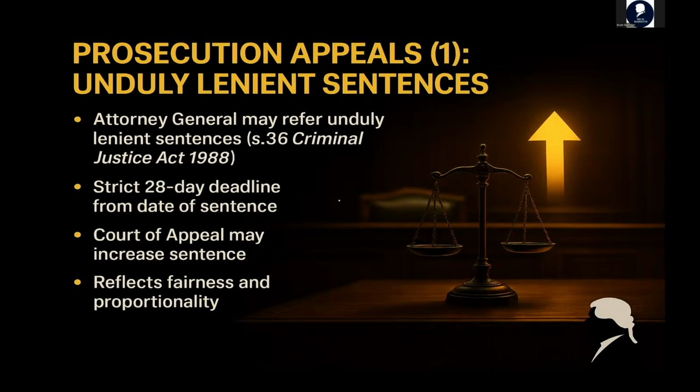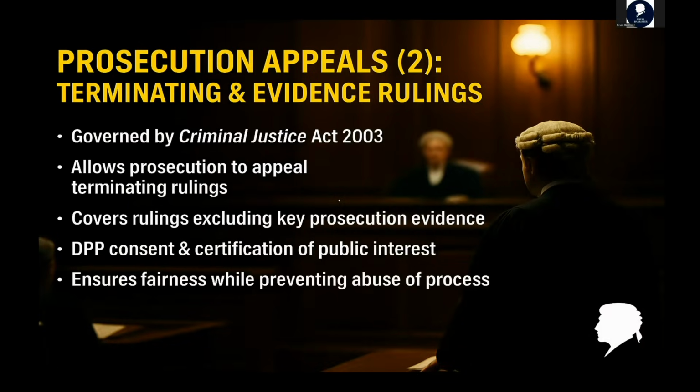So the prosecution can also appeal certain rulings made during a trial under the Criminal Justice Act 2003. For example, a terminating ruling that ends the case early or a decision excluding crucial evidence. These require the Director of Public Prosecutions' consent and also a public interest certificate. And it's a delicate balance, ensuring justice without harassing defendants with repeated trials. It's a careful balance.